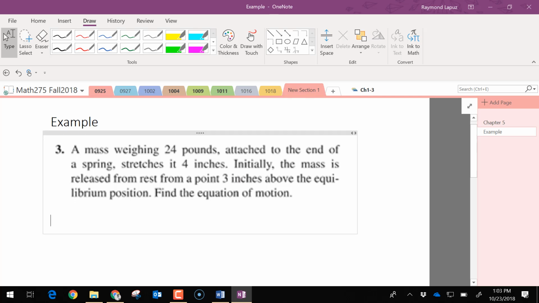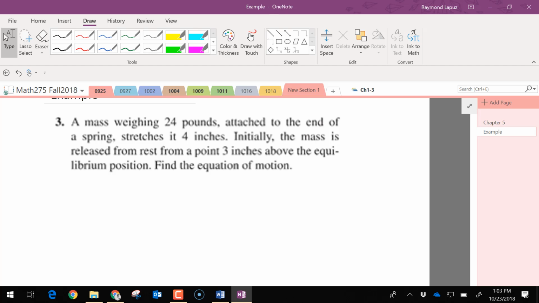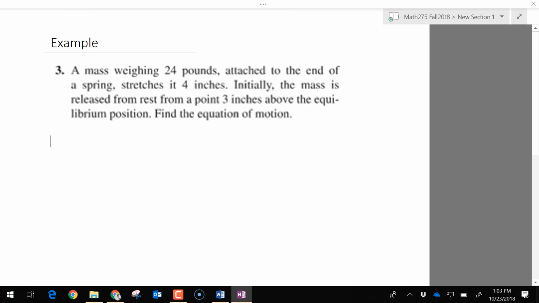So here's our first example. We're using pounds here for some reason, and inches and stuff. So we have to be able to negotiate the difference between dealing with whatever system this is versus the metric system. It says here, a mass weighing 24 pounds is attached to the end of a spring. It stretches it 4 inches. Initially, the mass is released from a point 3 inches above the equilibrium position. Find the equation of motion.